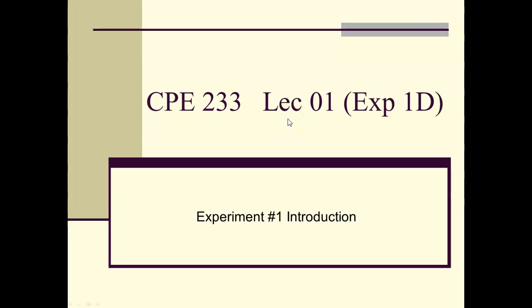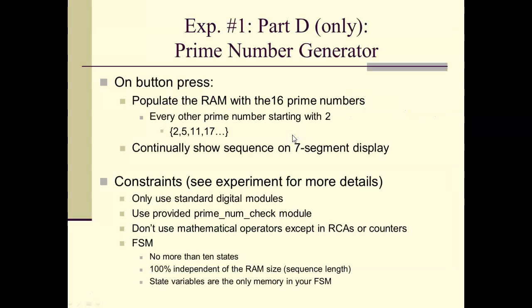CPE 233. This is the introduction to experiment 1, and we're not doing the entire experiment. There's multiple parts to it. We're just doing part D, so keep that in mind when you read through it, because there are 3 other parts. So this is part D. It's a prime number generator.